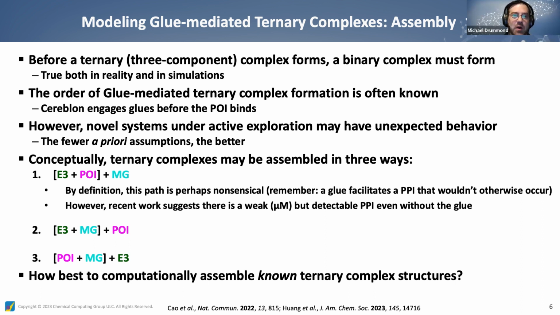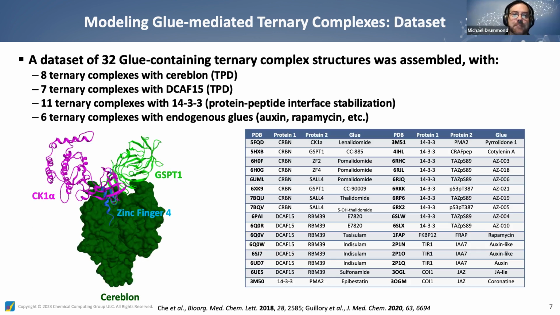Of course, the way we find out what's the best way to actually form these is we wanted to do this empirically. And what I mean by that is we put together a data set. We gathered it from a couple of references shown down here of known structures, almost always a crystal structure, some cryo-EM structures of ternary complexes containing glues. And so here's the entire list. We'll have a book chapter coming out pretty soon that goes into more details on this. But here are their PDB codes.